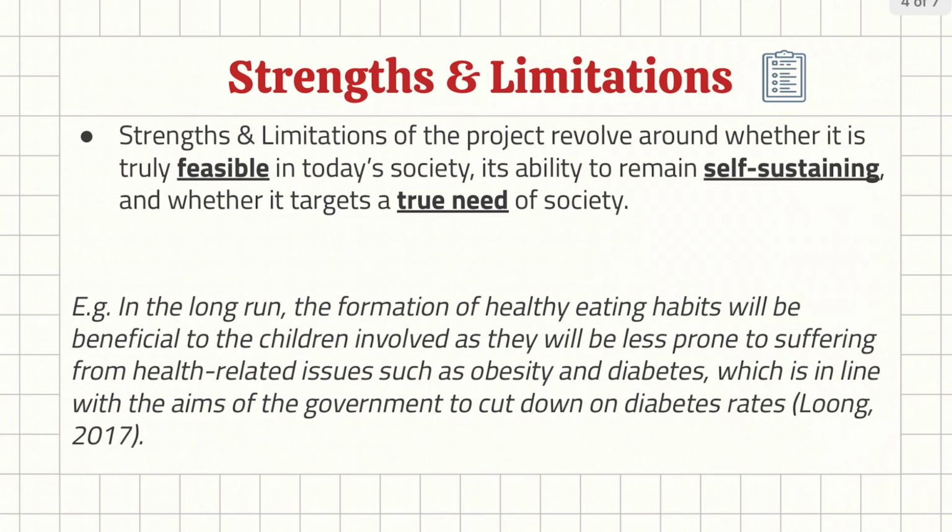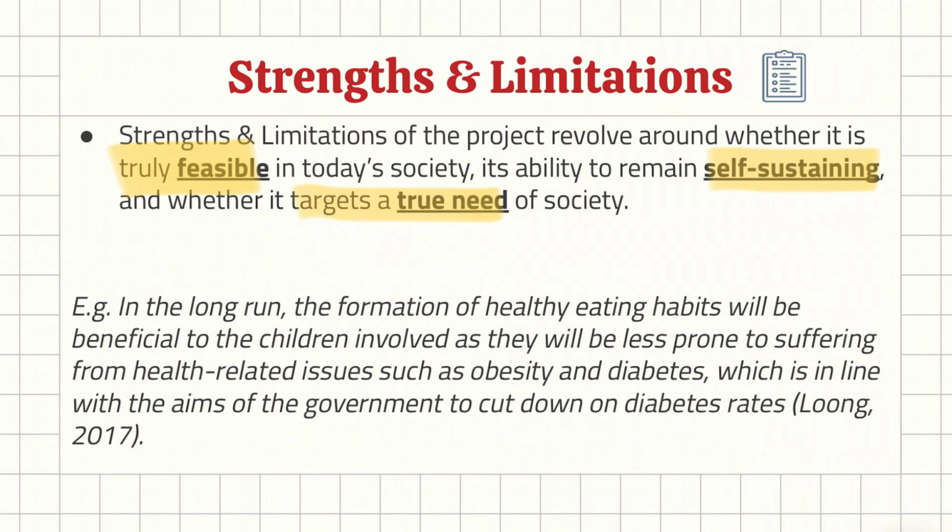First up, strengths and limitations. I think it's pretty self-explanatory, but in general, this revolves around whether your project is actually truly feasible in today's society, its ability to remain self-sustaining, and whether it targets a true need of society. I know we've touched on this a bit in the previous part, chapter 5, on evaluation, right? But here we go into greater detail, the more tangible fields as to whether this project actually does target a need in society.